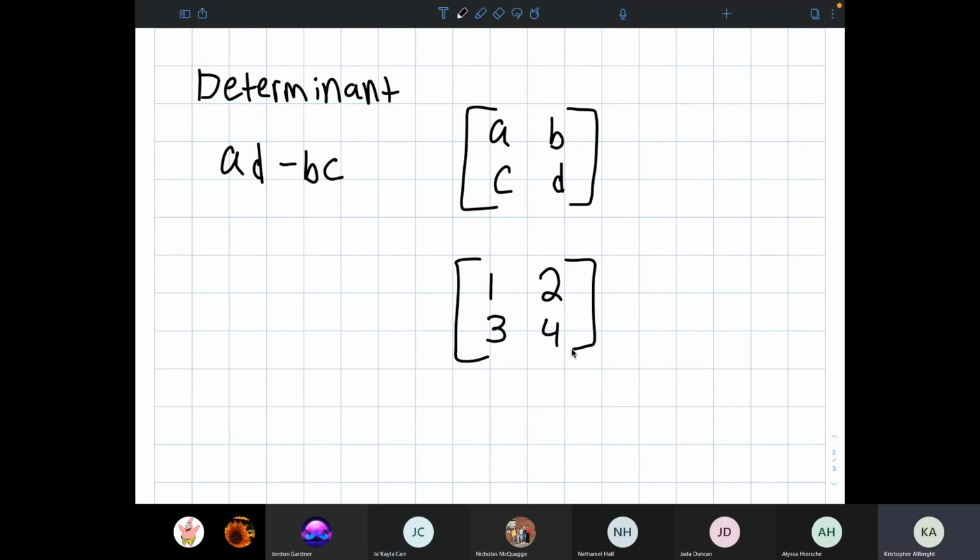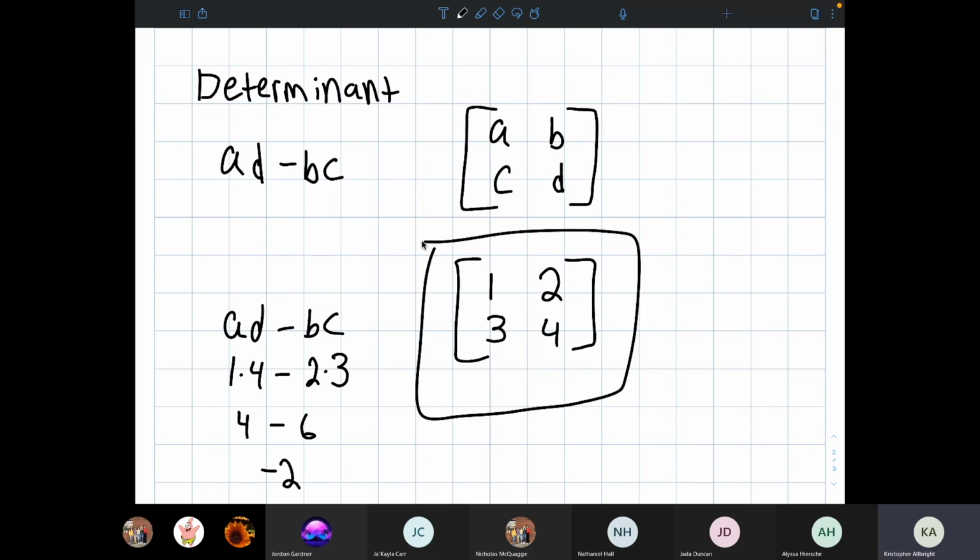Thank you. So we can take AD minus BC, or 1 times 4 minus 2 times 3. And if this equals 0, we know that there is no inverse. If it equals anything else, we can invert this matrix. So if we work this out, we get 4 minus 6, and that's going to give us -2. So we know that we can invert this matrix.